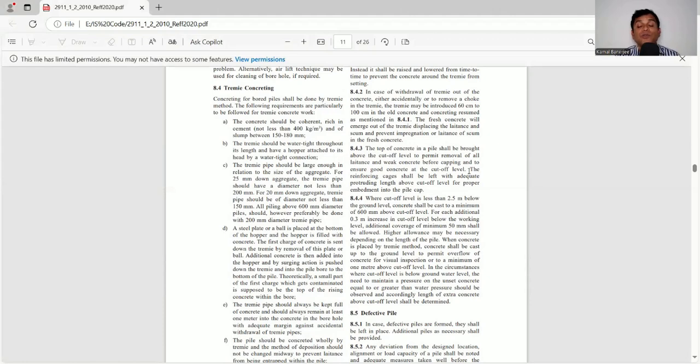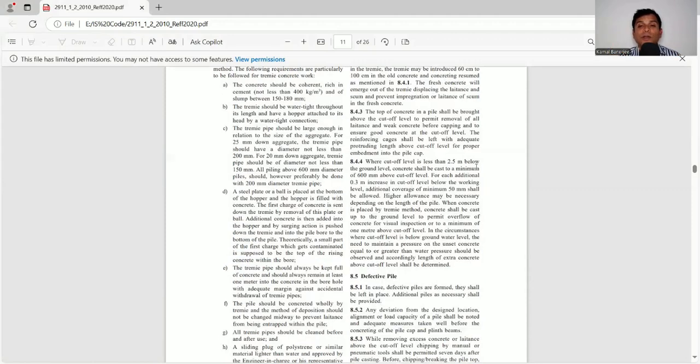and after the concrete is done, after 20 days when we excavate, we need to break this pile head and bring it to the cut-off level to get the sound concrete. And when the cut-off level is less than 2.5 meter below the ground level, concrete shall be cast to a minimum of 600 mm above cut-off level. For each additional 0.3 meter increase in cut-off level below the working level, an additional coverage of minimum 50 mm shall be allowed. So that is also given, how much concrete to be above cut-off level, but in general practice we always make 1 meter or 1.2 or 1.5.